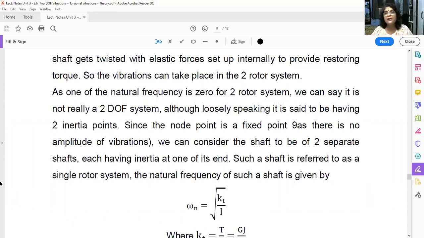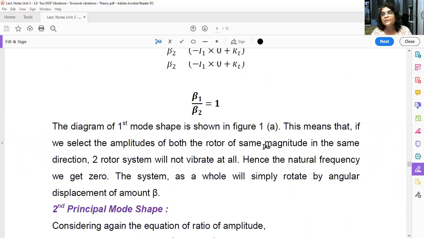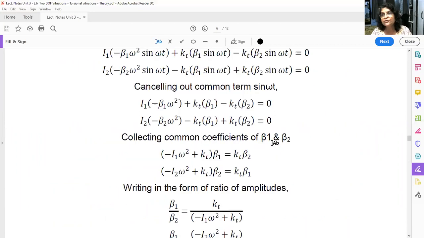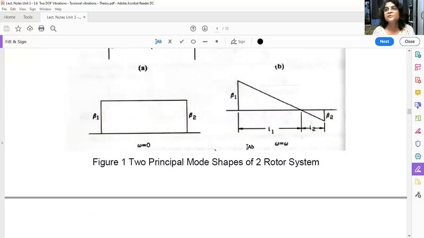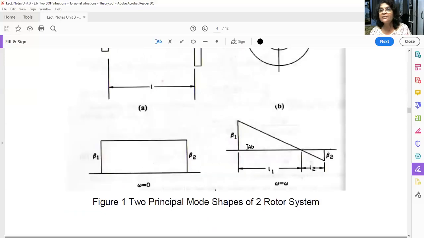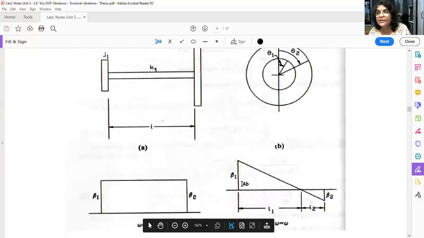Okay, let us go to that diagram first. That amplitude ratio, or it is also known as the second mode shape. Okay, this is the diagram. So here, see, beta 1 and beta 2. This is with respect to this diagram. Okay. Now see, beta 1 is the amplitude of vibration at this cross section of the shaft at rotor 1. Beta 2 is the amplitude of vibration at this rotor.